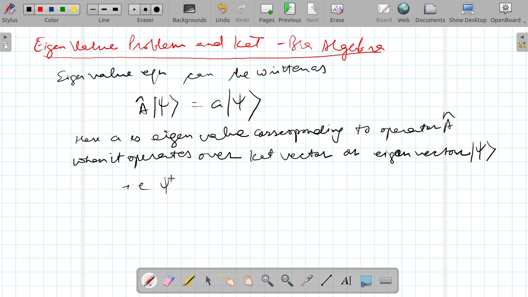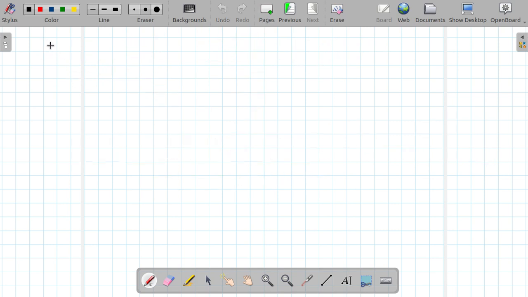That is, psi is A, ket psi is eigenvector. So now let us understand position representation, and then we will go to the momentum representation. So, position representation.